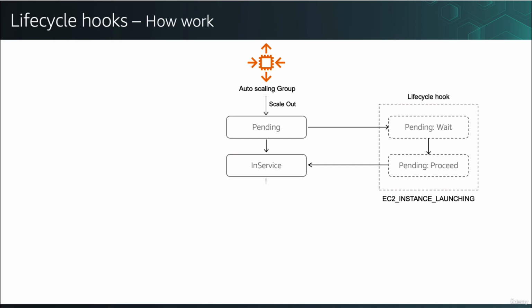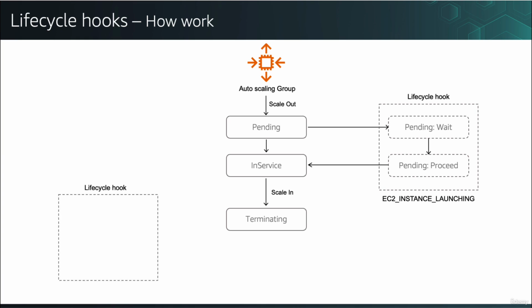Now, when a scale-in occurs, the instance enters the terminating state and is intercepted by the lifecycle hook. The lifecycle hook places it in the terminating wait state. In this state, you can perform the necessary actions, such as exporting logs to CloudWatch logs or taking a snapshot of a specific EBS volume of that instance, etc.